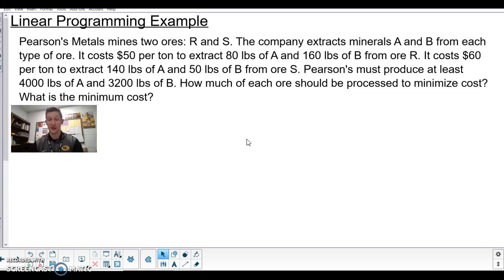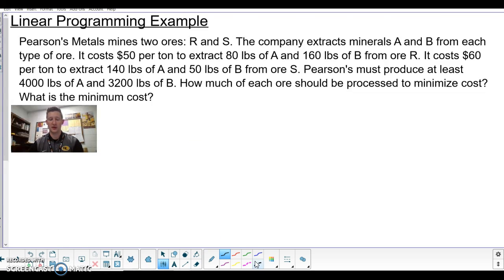Reading through this example, we've got Pearson's Metals, and they mine two different ores, ore R and ore S. The company extracts minerals A and B from each type of ore. It costs $50 per ton to extract 80 pounds of A and 160 pounds of B from ore R. It costs $60 per ton to extract 140 pounds of A and 50 pounds of B from ore S. Pearson's must produce at least 4,000 pounds of A and 3,200 pounds of B. How much of each ore should be processed to minimize cost, and what is that minimum cost?